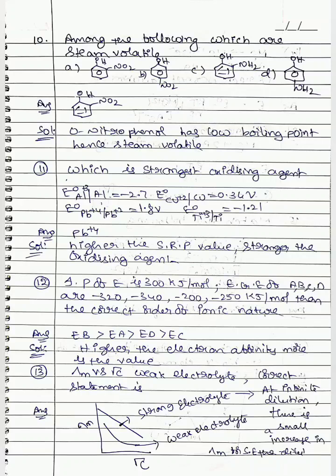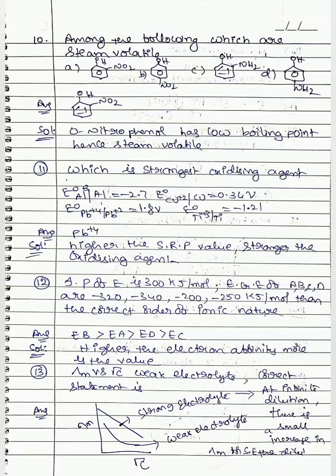Next one, among the following which are steam volatile? We know orthonitrophenol has the lowest boiling point due to intramolecular hydrogen bond, hence it is steam volatile. Next one, which is strongest oxidizing agent? The one with the higher the SRP value will act as a strong oxidizing agent. So based on the simple statement, you can easily answer the question.